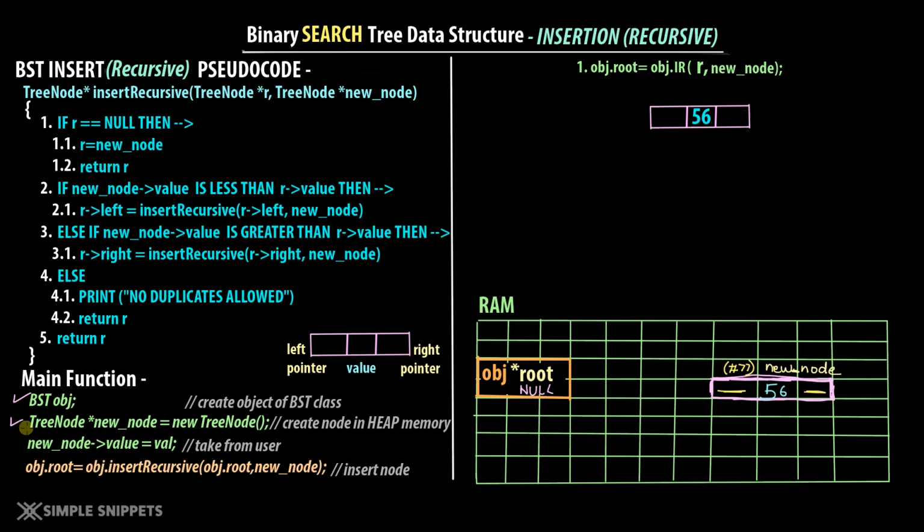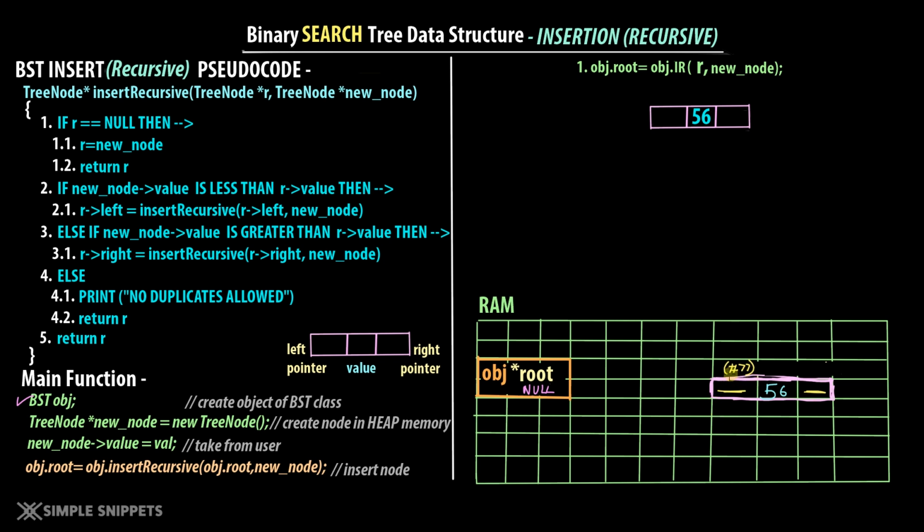The next thing that we do is we create an object. Using this syntax, we say tree node star new node. So this new node is nothing but a pointer and it will point to the object in the heap memory. Okay, so this syntax basically creates an object in the heap memory.